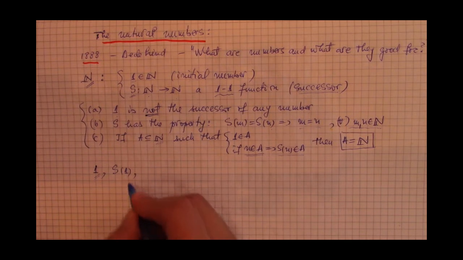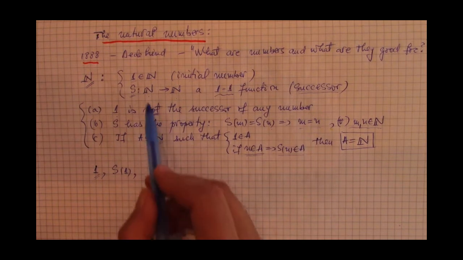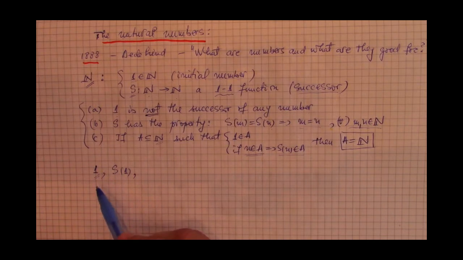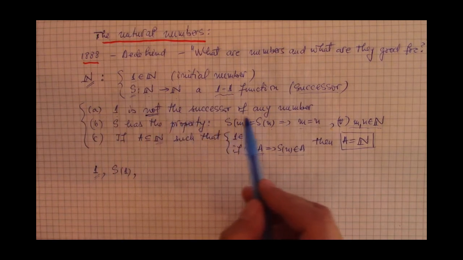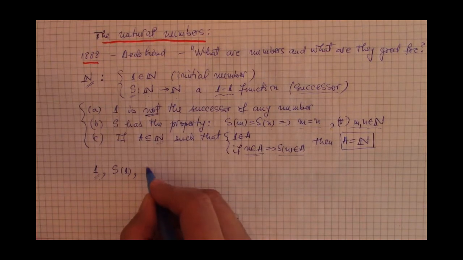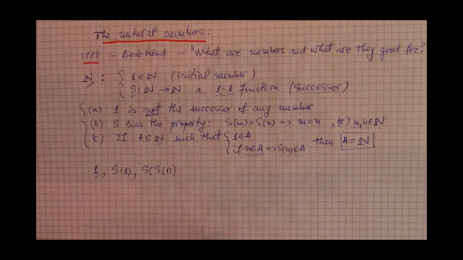And so now we can say, 1 is a natural number, and S of 1 is a natural number because we have this successor function. Do we get something new or are we stuck? Well, property A here says 1 is not the successor of any number, so 1 is not S of 1. So S of 1 is another natural number. Now we've got this rule, so how about we look at S of S of 1? Well, potentially this is another natural number.